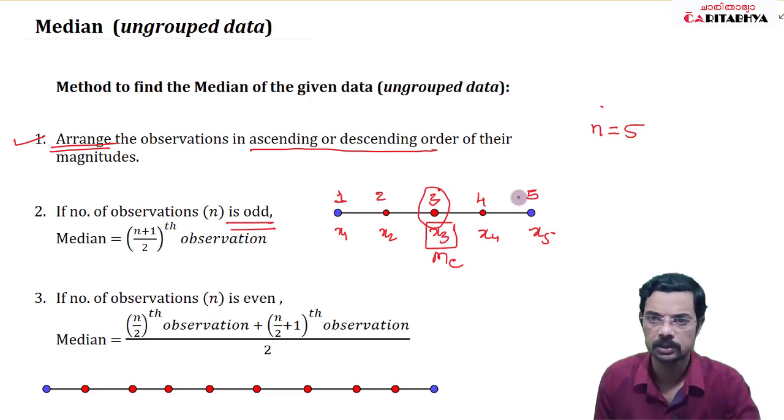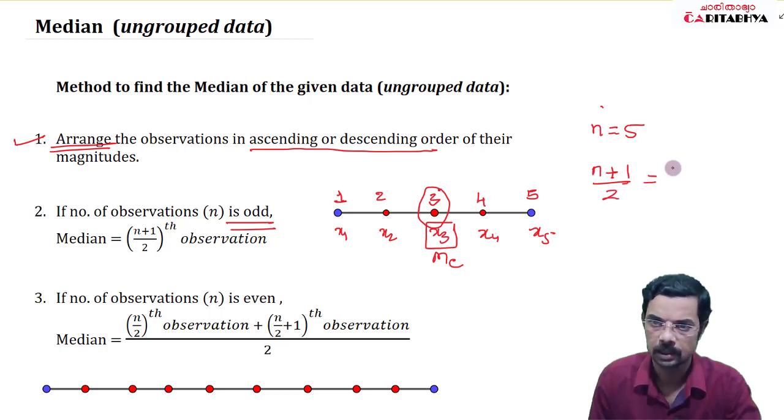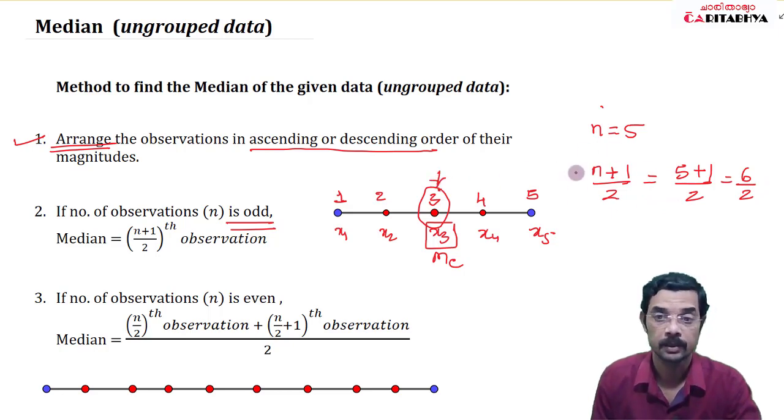But how to come to this from n? Here our n is 5. The highest position is n equal to 5. Now to get 3, we will add 1 to 5 and make it even and divide it by 2. So we reach 3. That is, if we take n plus 1 by 2, what are we getting? 5 plus 1 divided by 2, that is equal to 6 by 2, which is equal to 3. That is, we are getting the third position. This formula gives the third position.